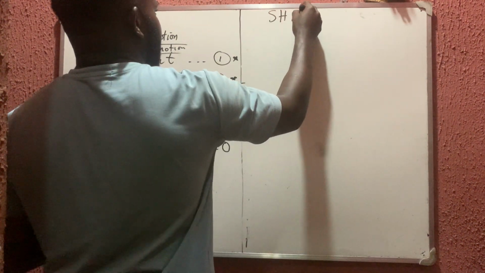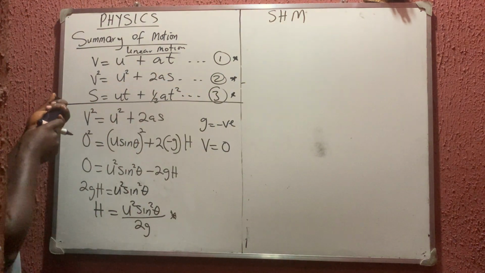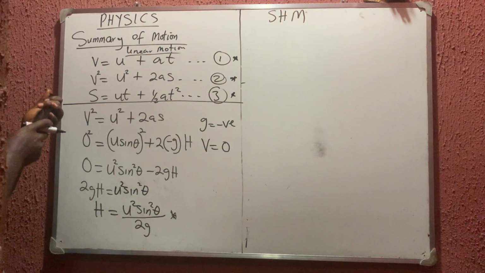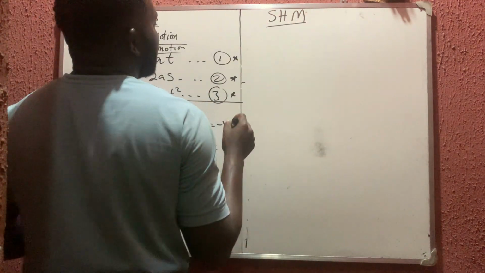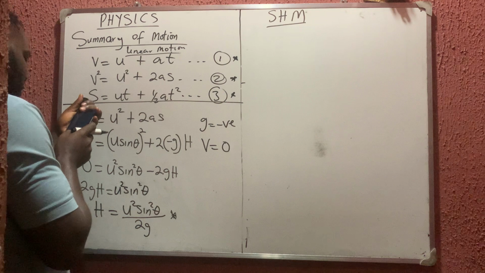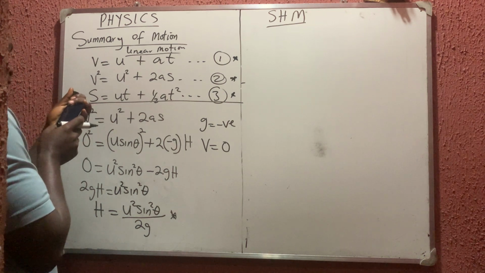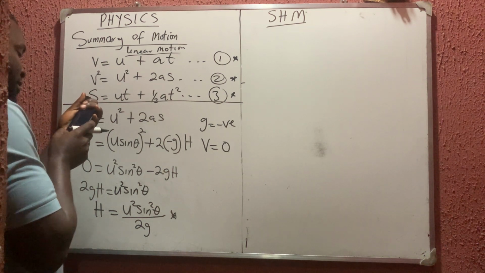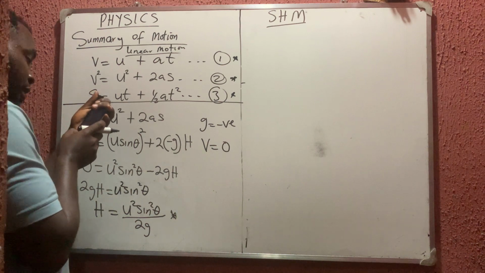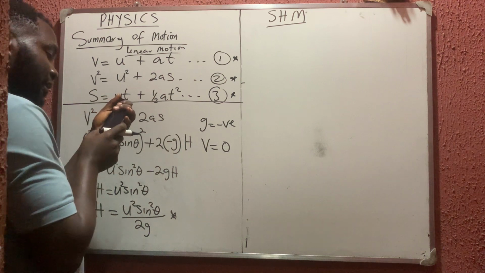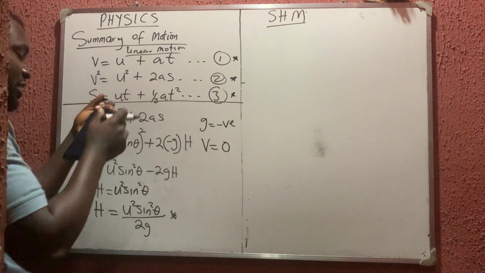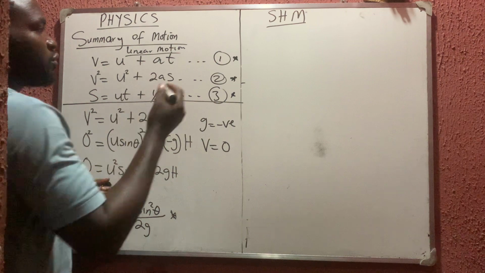Simple harmonic motion. Now, in simple harmonic motion, let me define it from what I have here. They said that simple harmonic motion is a to and fro movement of a body along a straight line in which the acceleration a is always directed towards the fixed point, the center, and directly proportional to the displacement from the fixed point.